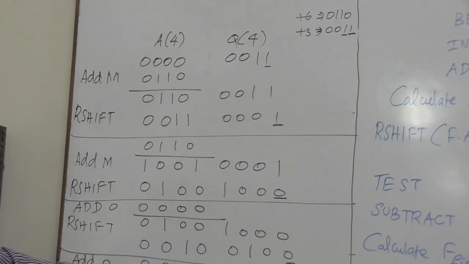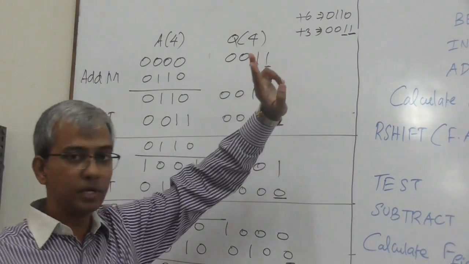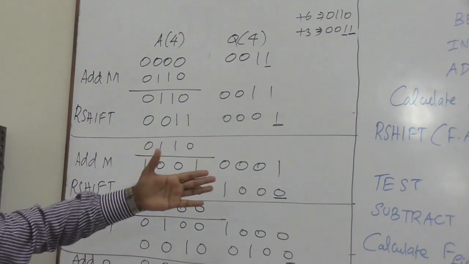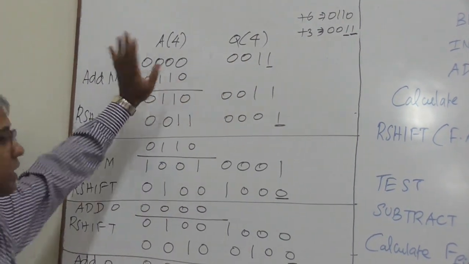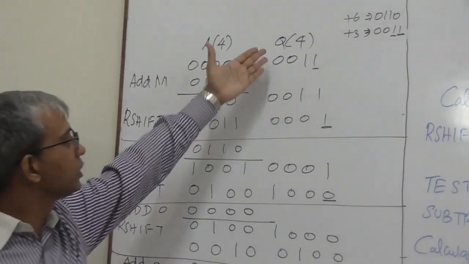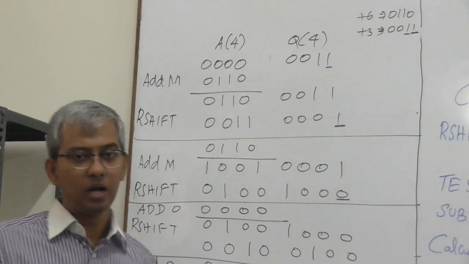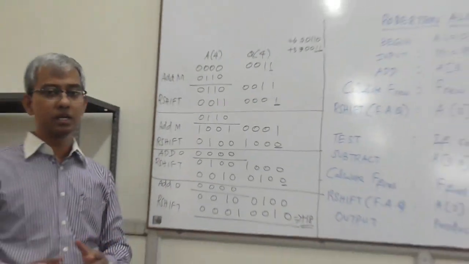If you see the steps here, we are running the iteration four times. Why? Because we have four bits in the multiplier, and the final product is slowly getting placed in your Q register and A register. The lower order nibble is stored in the Q register and the higher order nibble is stored in the A register. This method of multiplication can be used for unsigned numbers.